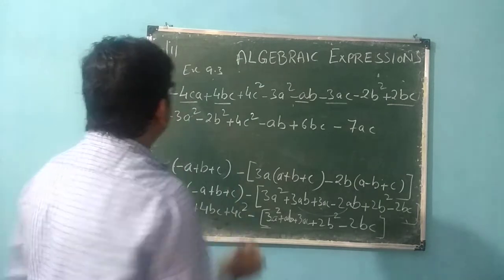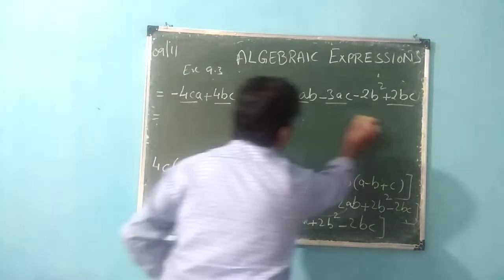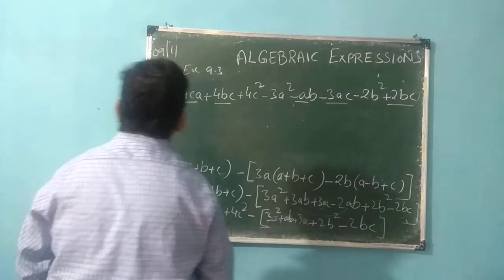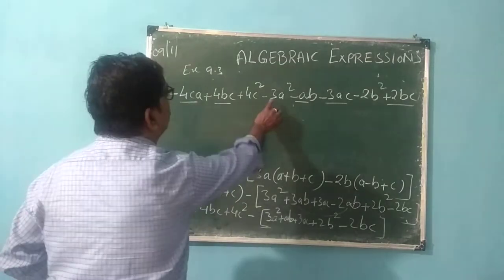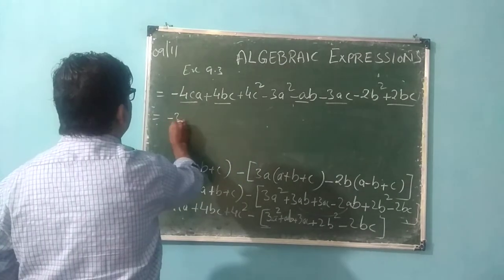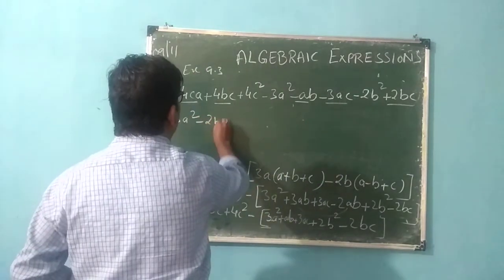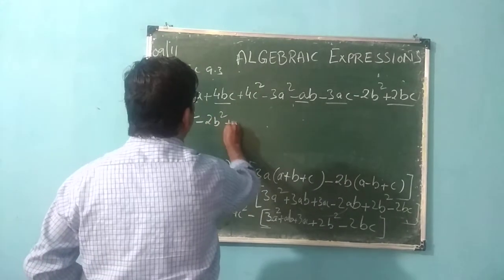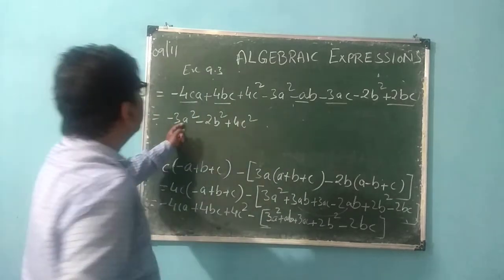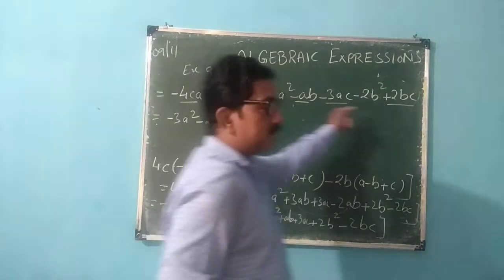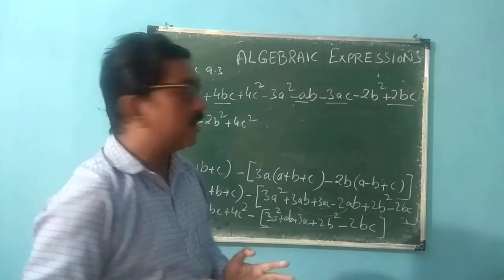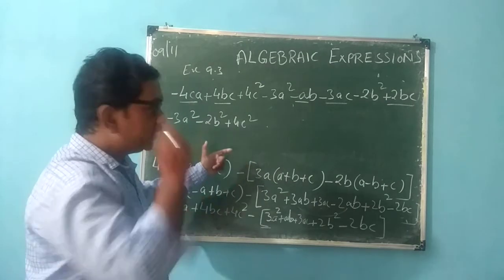Let me do one thing. Let me explain this term once again, otherwise you'll be confused. Let me write once again. This is minus thrice a square, minus twice b square, then plus 4c square. Now there is no other a square, b square, c square here. So they are unlike terms, so we cannot do anything here. Correct?